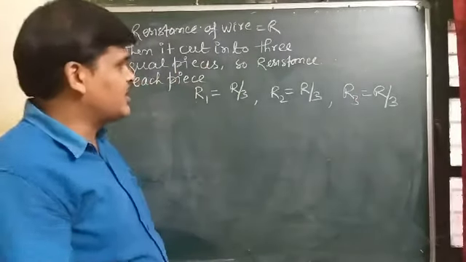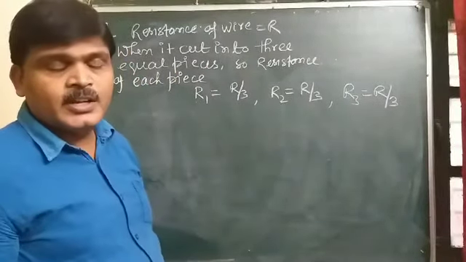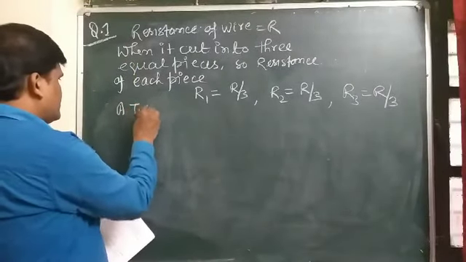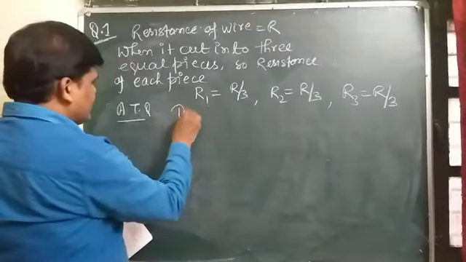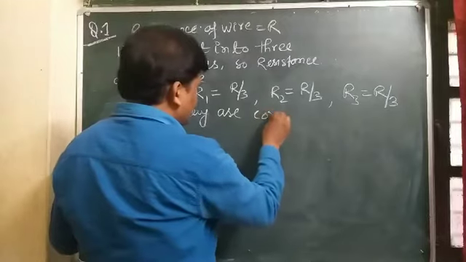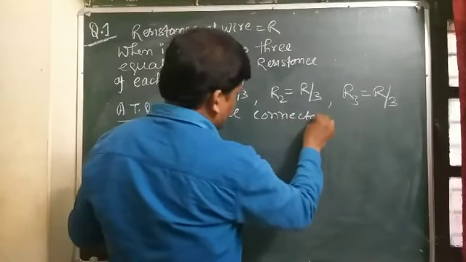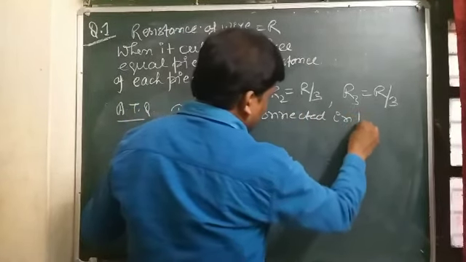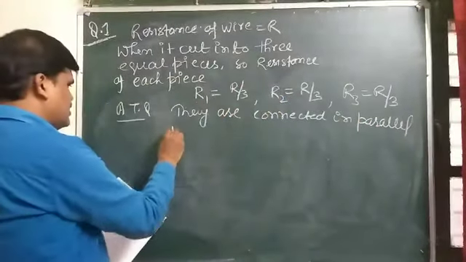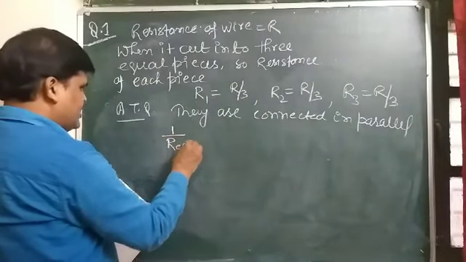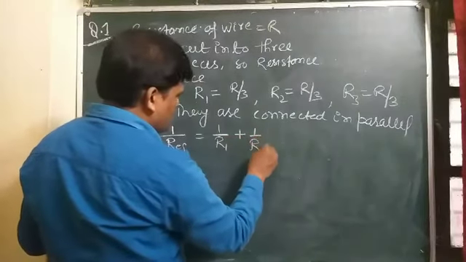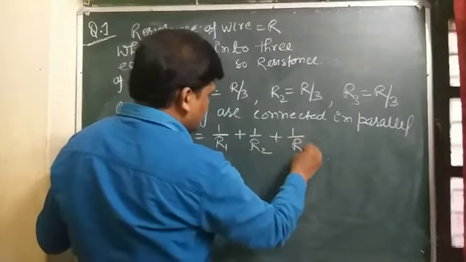And according to the question, these are connected in parallel. So ATQ, according to the question, they are connected in parallel, and you know that in a parallel combination we use the formula 1 by R equivalent equals 1 by R1 plus 1 by R2 plus 1 by R3.